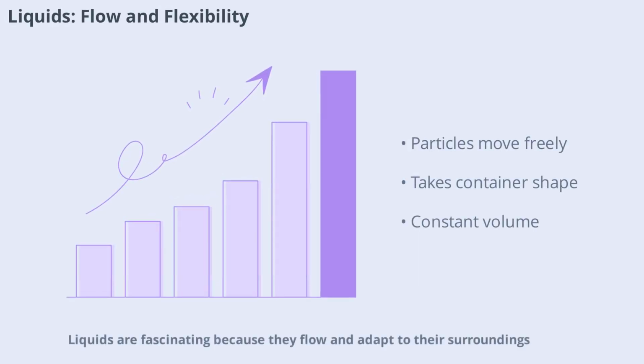Liquids are fascinating because they flow and adapt to their surroundings. The particles in a liquid are close together but not as tightly packed as in solids, allowing them to move past one another. This movement gives liquids their ability to take the shape of any container while maintaining a constant volume. Water, juice, and oil are all examples of liquids. Whether you pour water into a glass or a bowl, it fills the space but doesn't expand beyond its volume. Liquids are essential for life and play a crucial role in countless natural and human-made processes.